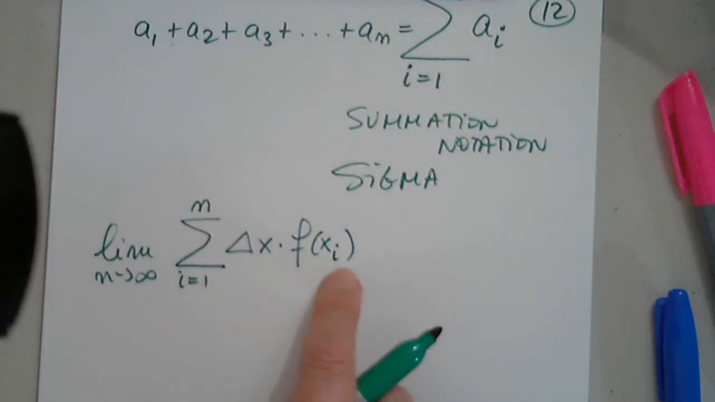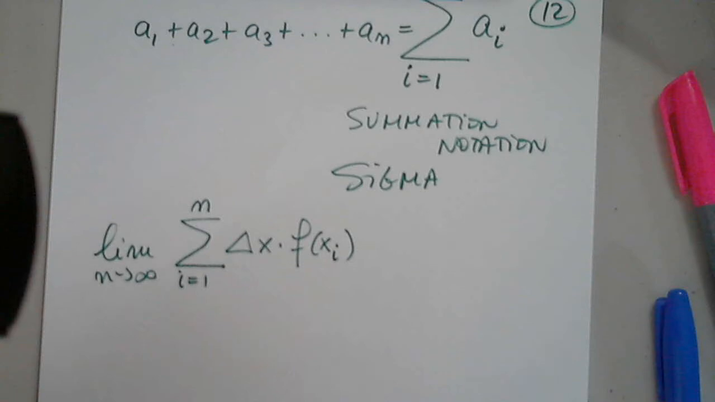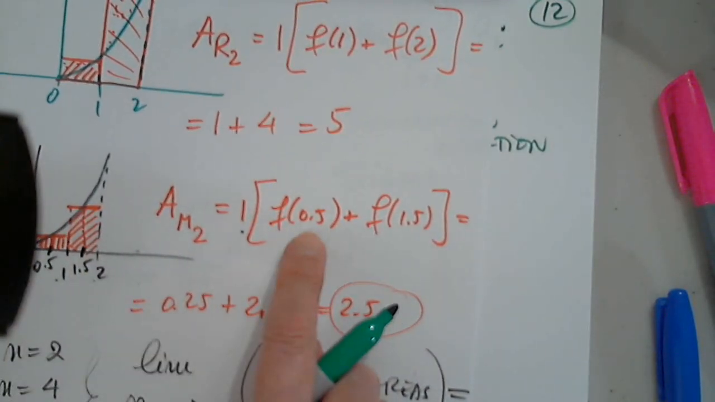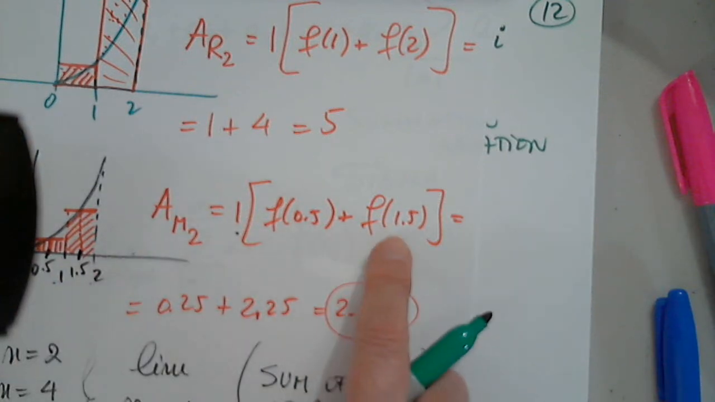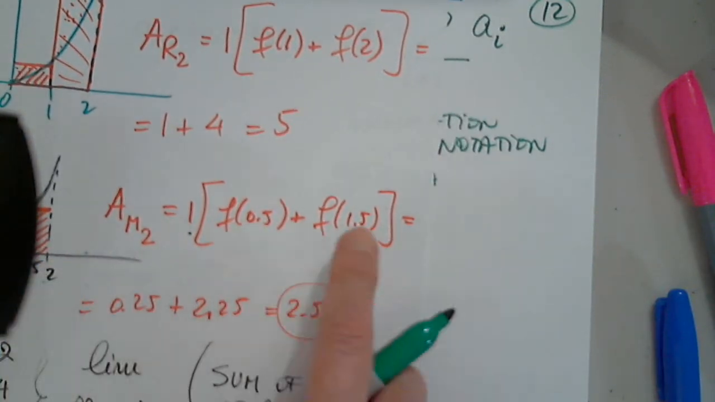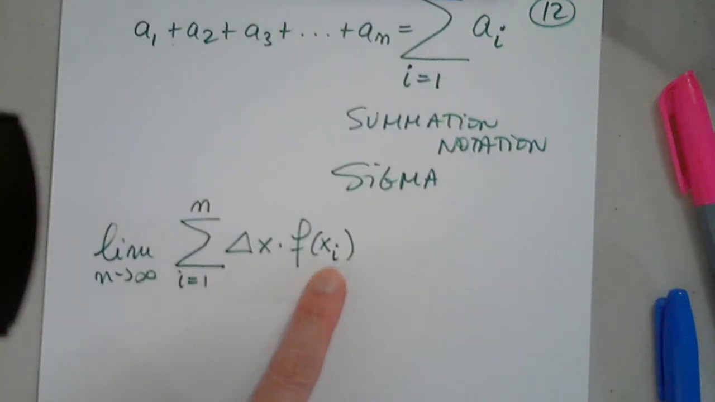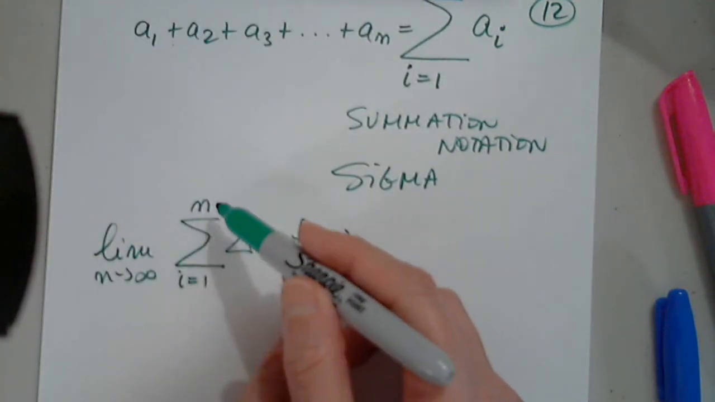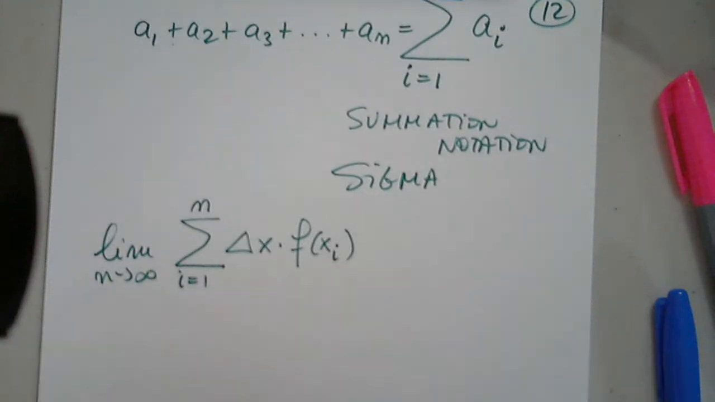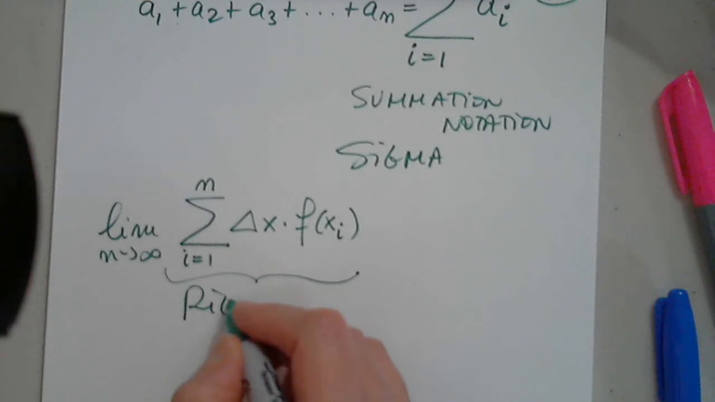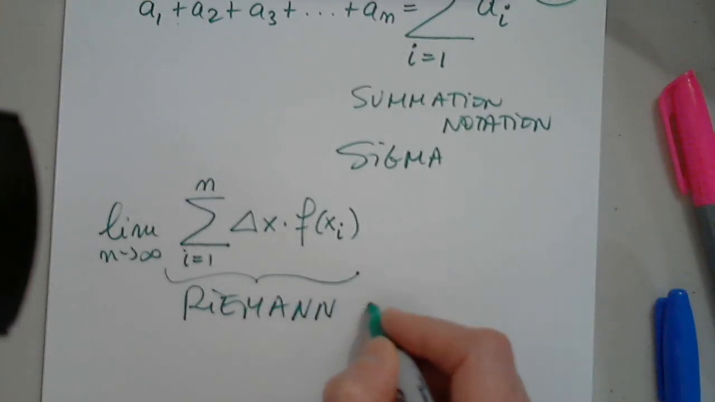Delta x is fixed, but the x i is not the same. For the first subinterval, I have 0.5. For the next subinterval, I have 1.5. For the next, 2.5. For the next, 3.5. So that's why this is different for each subinterval. This has a name, Riemann Sum.